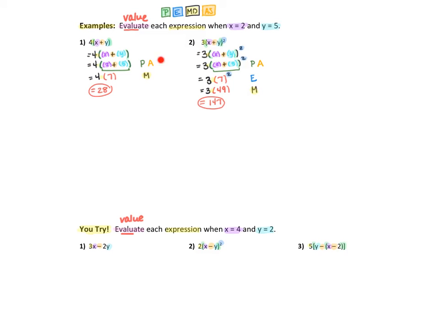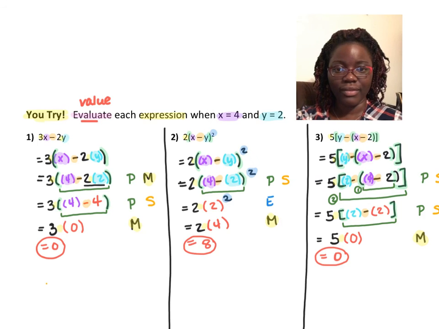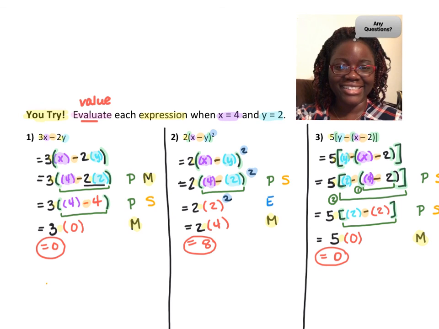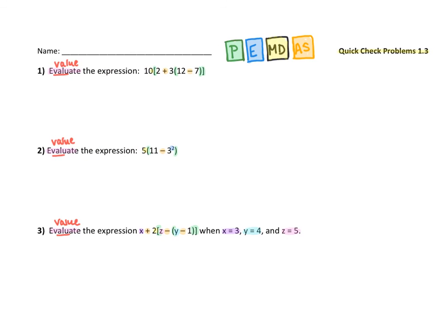Use examples 1 and 2 to help you complete the U-Try problems 1, 2, and 3. Look over the problems that I just completed for you and let me know if you have any questions. To show that you have mastered today's lesson, please complete the quick check problems 1, 2, 3 and turn it in before you leave today's class.